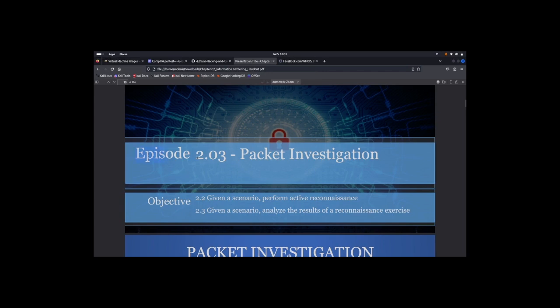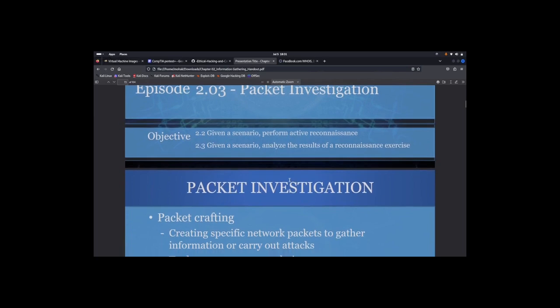After that there is something called packet investigation. Packet investigation means we can analyze or manipulate packets. In old times there were radio signals and other stuff, and in that time we could actually capture it.